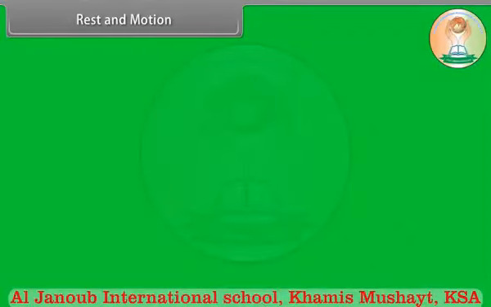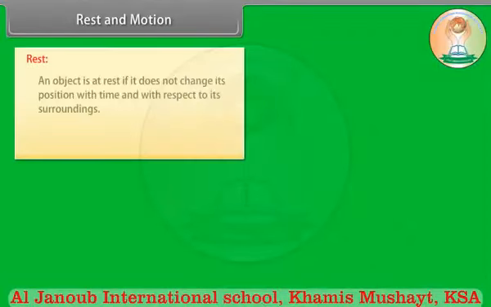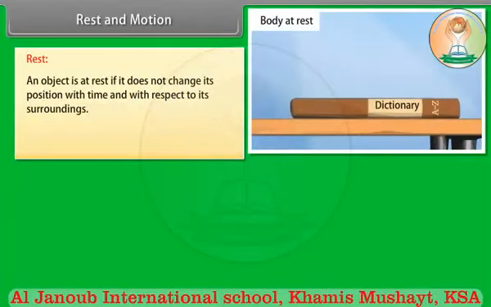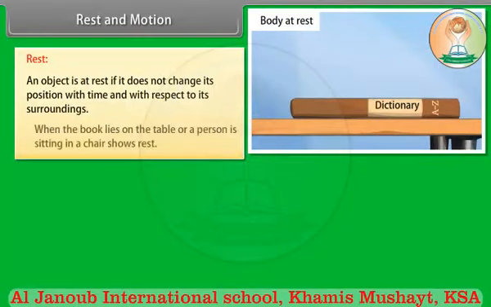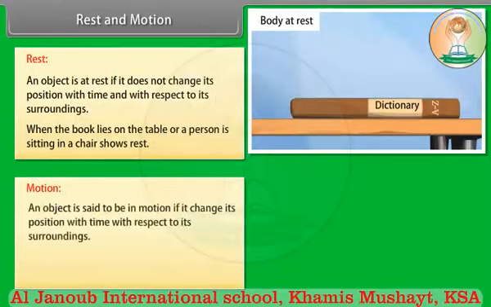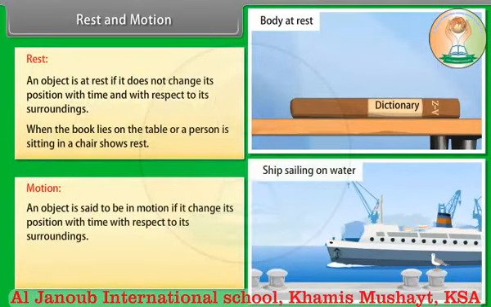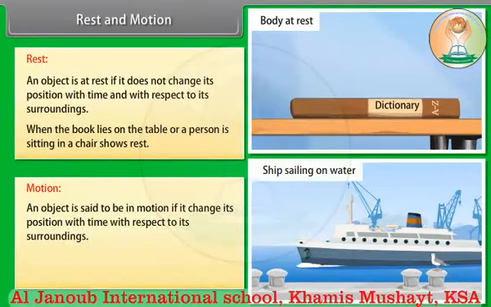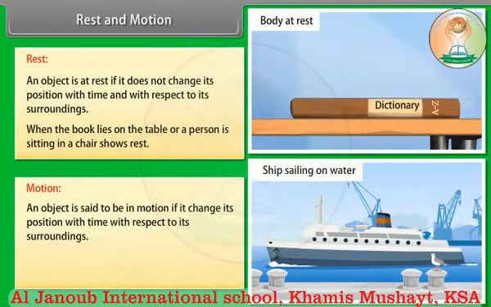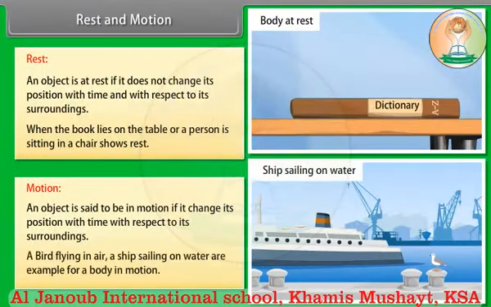Rest and motion. Rest. An object is said to be at rest if it does not change its position with time and with respect to its surroundings. When a book lies on the table or a person sits in a chair, they show rest. Motion. An object is said to be in motion if it changes its position with time with respect to its surroundings. A bird flying in air, a ship sailing on water are examples of a body in motion.